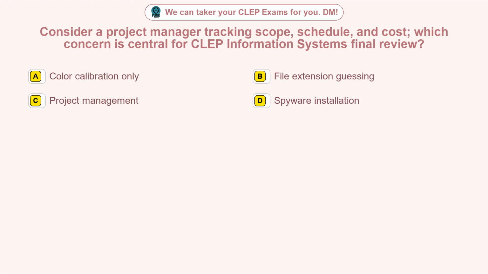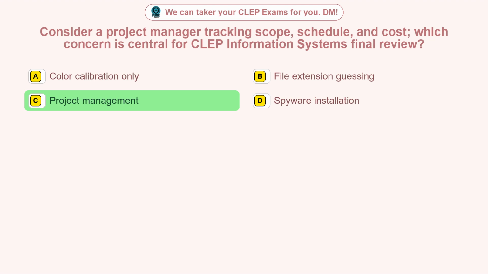Question 20. Consider a project manager tracking scope, schedule, and cost. Which concern is central for CLEP Information Systems final review? Option A. Color calibration only. Option B. File extension guessing. Option C. Project management. Option D. Spyware installation. The correct answer is option C.